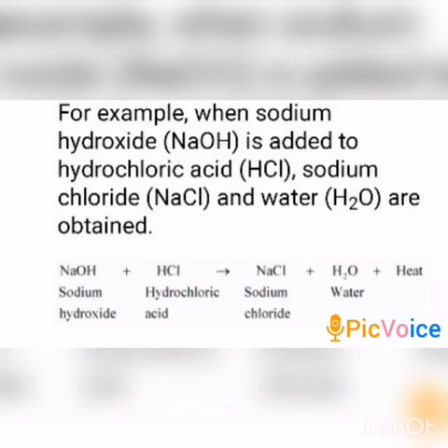Let us see one example for this neutralization reaction. Write this example, children. For example, when sodium hydroxide is added to hydrochloric acid, the chemical formula for sodium hydroxide is NaOH. That is written in the bracket. The formula for hydrochloric acid is HCl. What are the products, children? Sodium chloride and water are obtained.